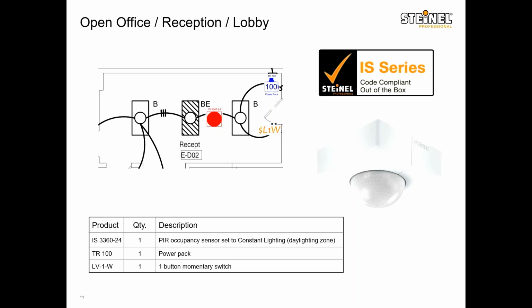So you can use the same IS series sensors for this kind of application. IS3360 would be perfect for it. Depending on the size, one or more sensors will cover the whole reception area. Again, I've shown a TR100 here, but since it needs to be automatic all on, you can use a TR100A for this application, which means you would have one less SQ in your bill of material.